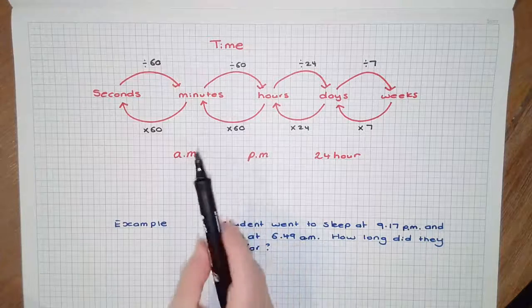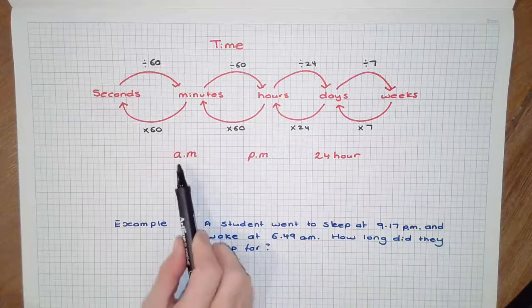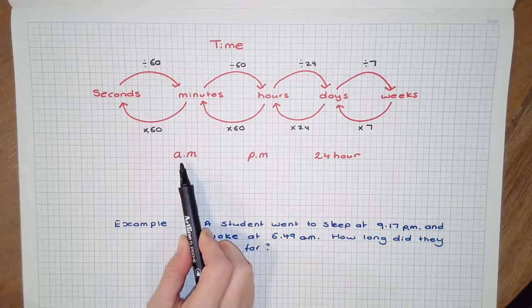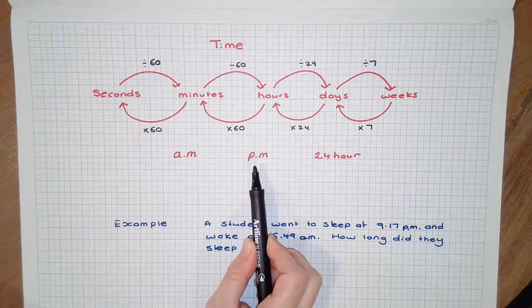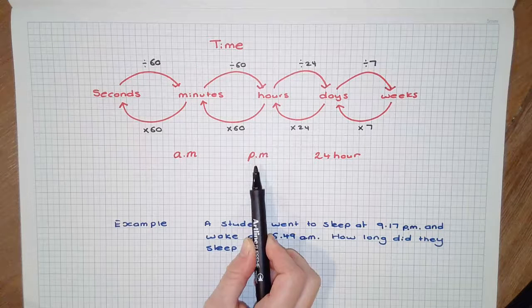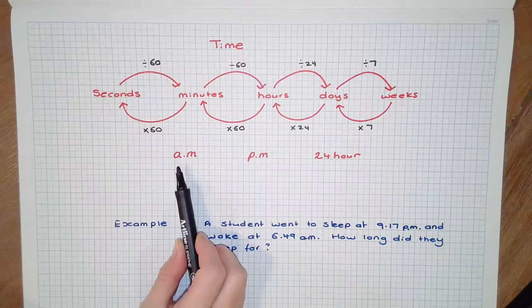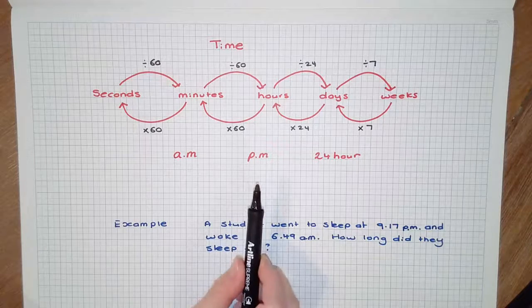Now we can record time in AM and PM time, or 24-hour. AM refers to ante-meridiem, which is Latin for before noon. PM refers to post-meridiem, which is Latin for afternoon. So 12 AM usually refers to midnight, and 12 PM usually refers to midday.